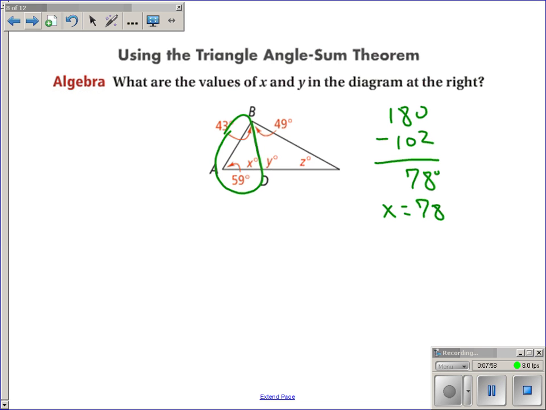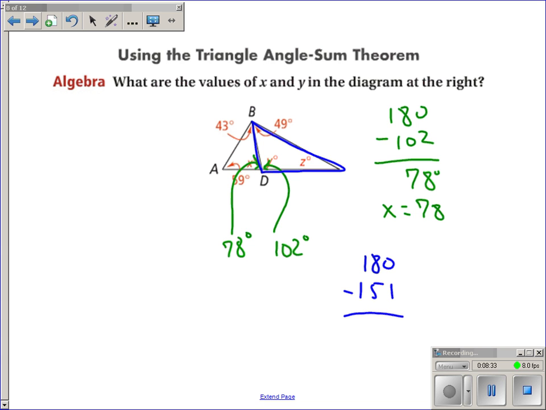Okay, now if x is 78, then y would be supplementary to it because they're a linear pair. And so 180 minus 78 is 102. Okay, so now in this triangle on this side, I know two of the angles, I'm missing a third one, so I will add up 102 plus 49 and get 151. So 180 minus 151 is equal to 29. And so z is equal to 29.